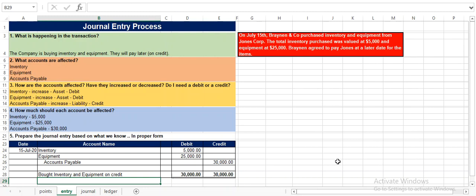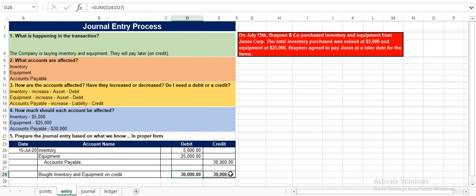And so essentially this is done. My journal entry is done. I can check it because I can note that I have at least one debit, at least one credit. And when I add up my two debits, I get 30,000. When I add up my one credit, it's 30,000. And so these are now balanced. Debits equal credits, and therefore I know that this is correct.